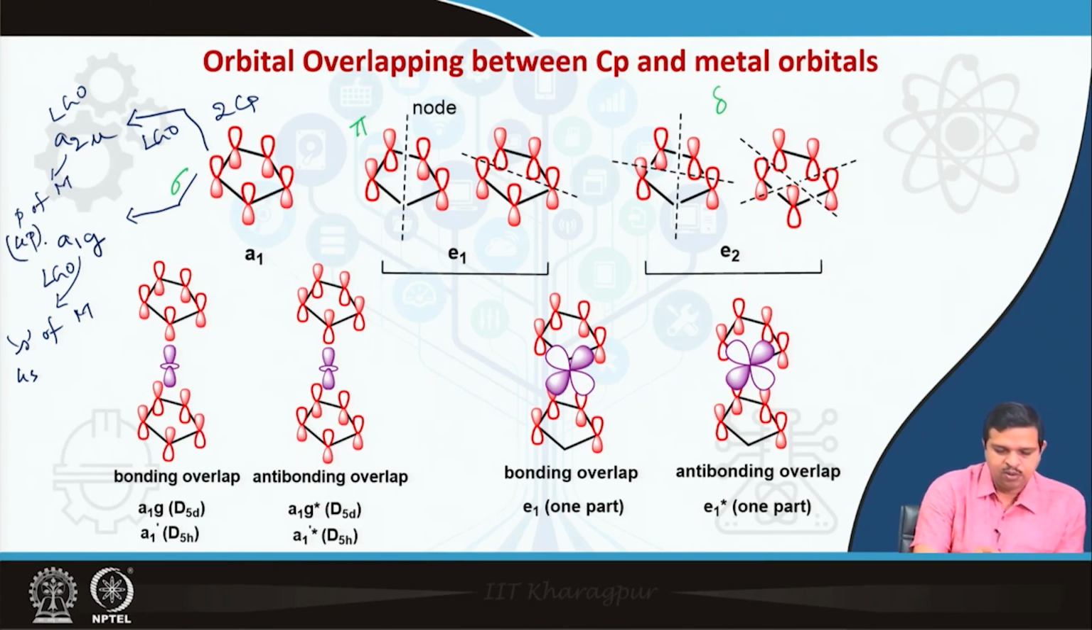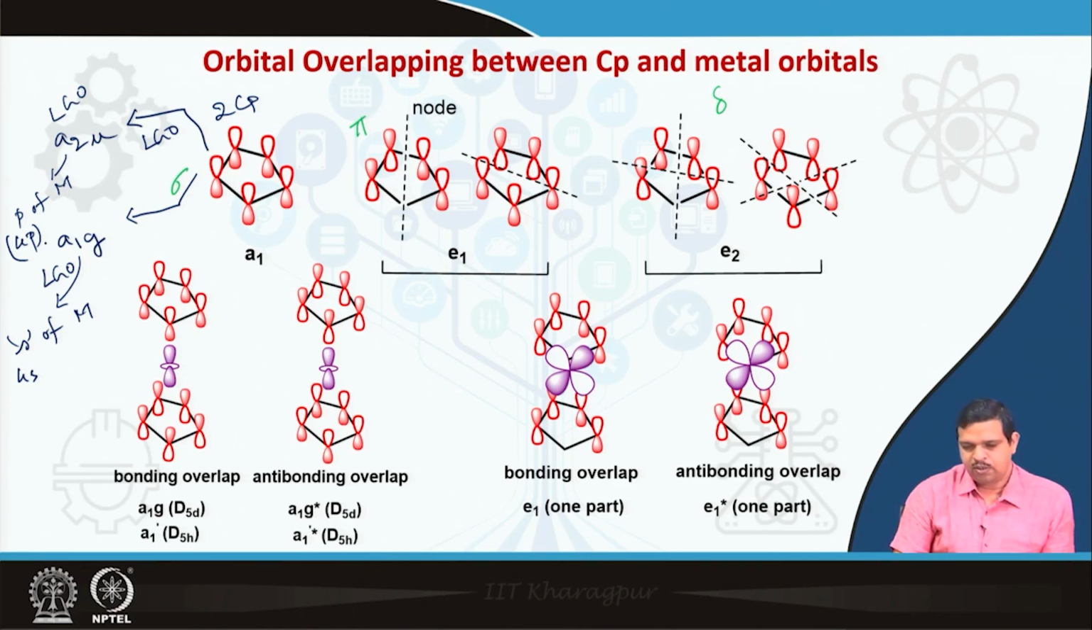So perfectly matching, the LGO resulting from the addition of this set of pi orbitals of the Cp, by addition, we will get the perfect matching with the s orbital of the metal, and if you do subtraction, you will get the perfect matching with the p orbitals of the metal center. In this way, you will see here this is the A1g, this is the E1, this is E1 star from here.